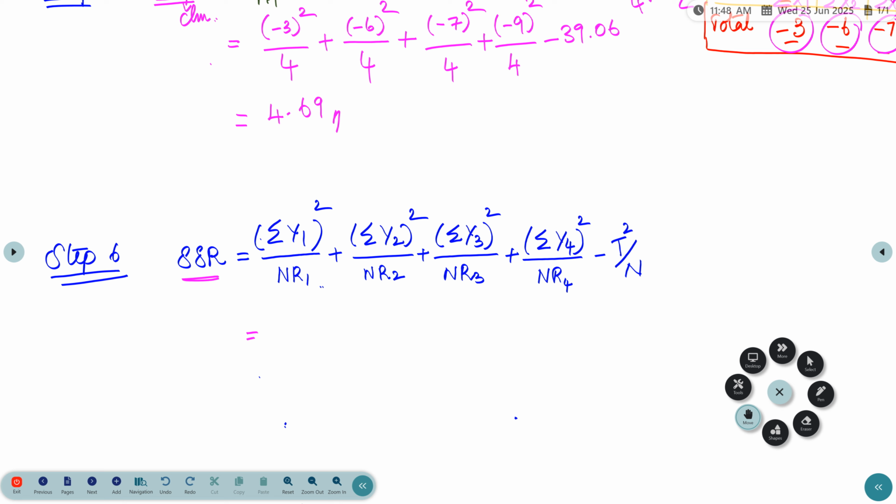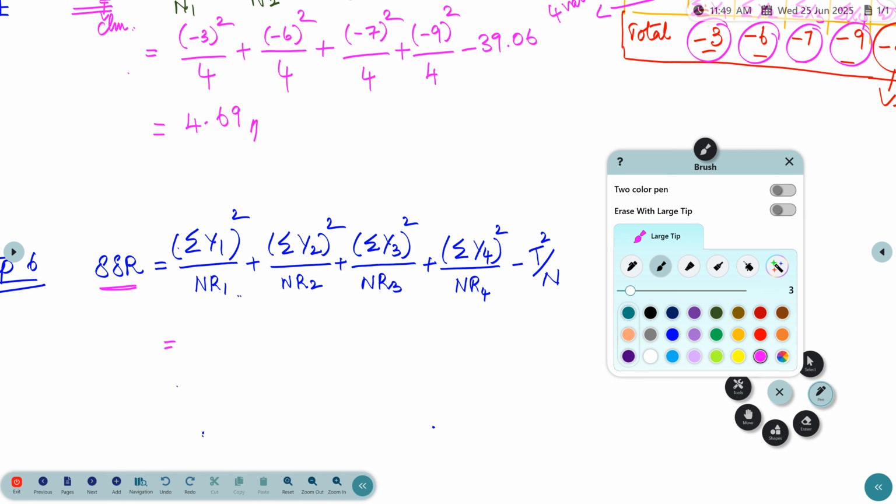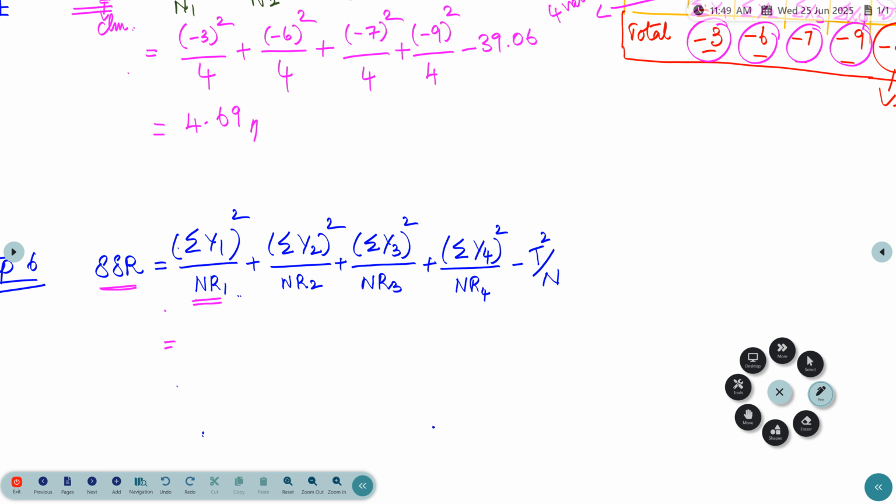See the SSR formula: summation Y1 the whole square divided by nr1. What is nr1? nr1 means the number of values in the first row. Always these are equal. Summation Y1 square is minus 5 the whole square divided by 4. Always you may get equal denominators because you get a 4 cross 4 matrix.